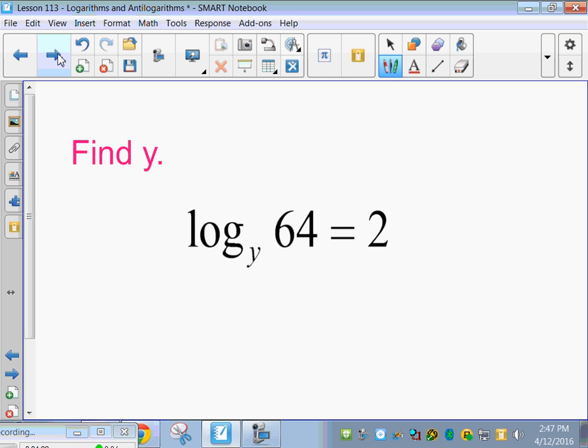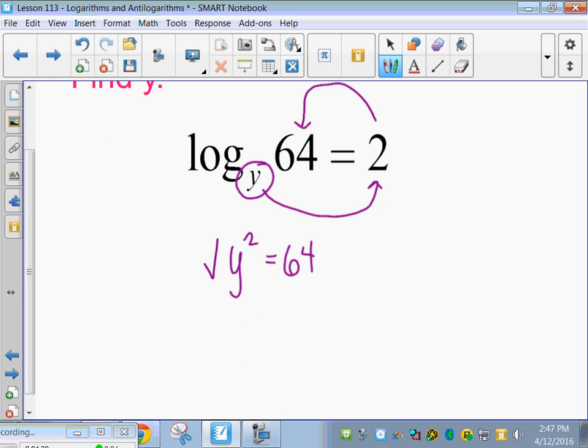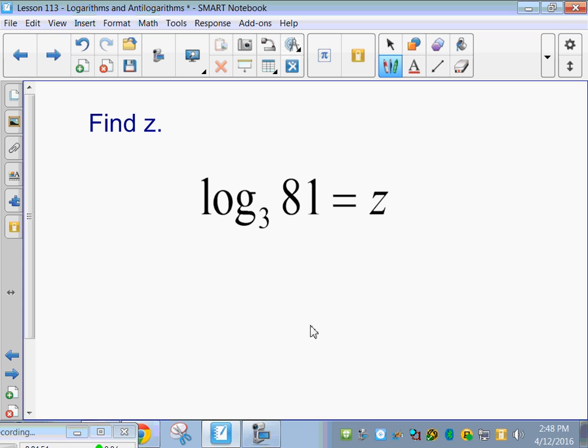Okay, on this one we've got our variable in the base. So we're going to do the same thing, 2 steps. So I'm going to loop it around, put it in exponential form. y squared equals 64. And we're going to square root both sides here in order to solve for the variable, and we get 8. You can only have positive bases and arguments. So just positive 8.